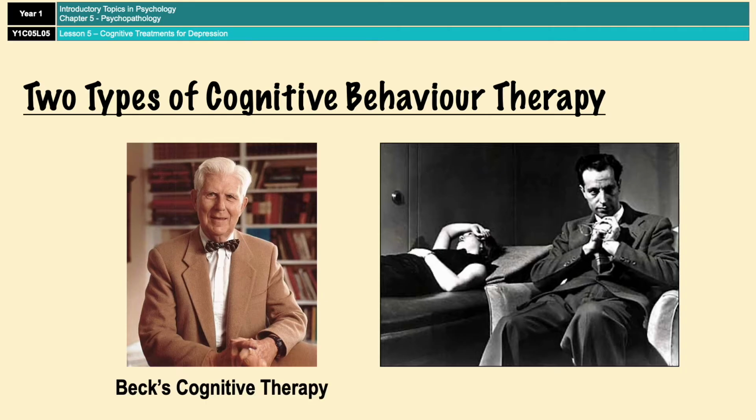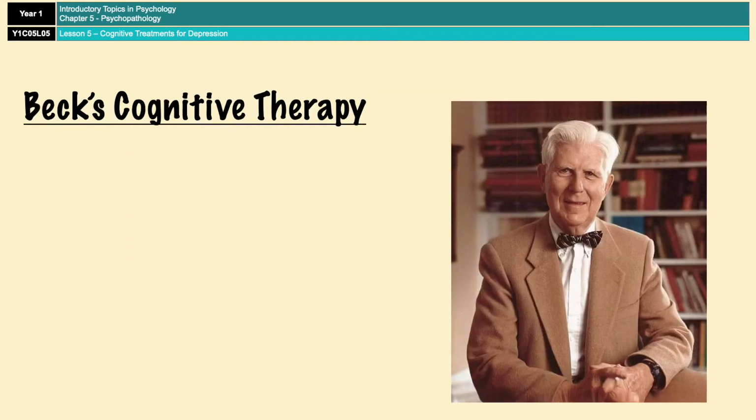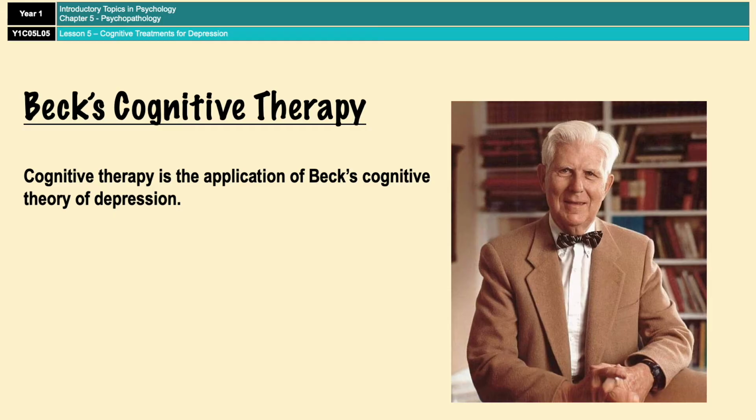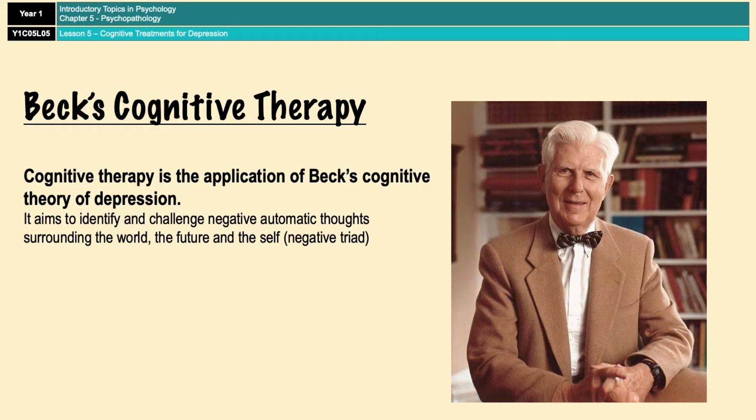The first that we're going to have a look at is Beck's cognitive therapy, which comes about from Beck's cognitive theory, which we looked at in the last video. And the second one is rational emotive behavior therapy, and that came about through Ellis's ABC model. Beck's cognitive therapy is the application of Beck's cognitive theory of depression. And the idea behind the therapy is to identify automatic negative thoughts about the world, the self, and the future, also known as the negative triad. Once those thoughts have been identified, they can be challenged, and that's the central idea of the therapy.